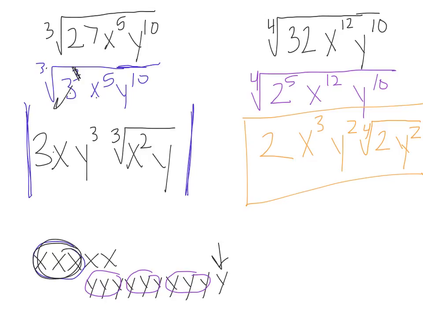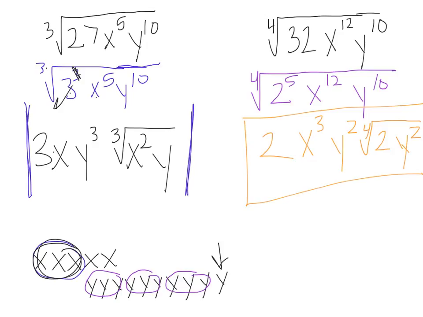X to the 12th would be, I can have 3 groups. That's where the 3 comes from. There's 3 groups of x to the 4th inside. Y to the 10th, there's two groups, so that would be 8. So that's 8 on the inside. But I didn't have 8. I had a total of 10, so there was 2 left over.